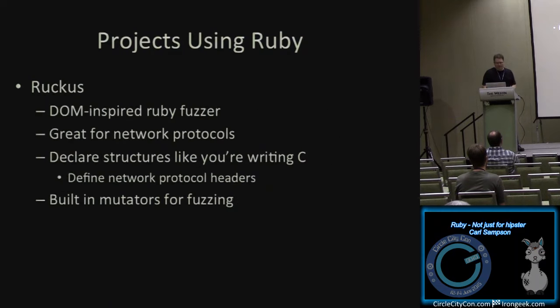Ruckus, it's a network protocol fuzzer basically for Ruby. So you can define structures like you're doing them in C, like when you think of your standard protocols, and then it has built-in mutators to fuzz based on those definitions.